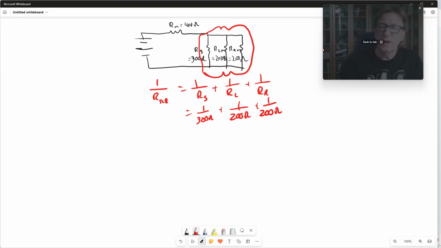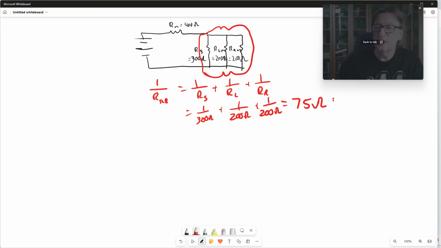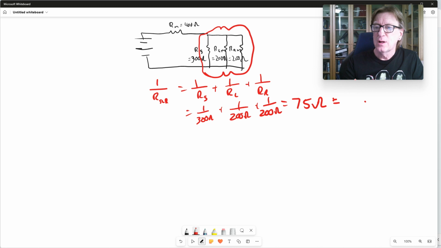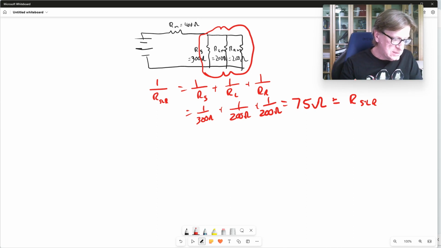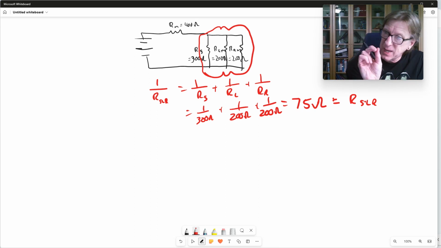You should have found that the total resistance was only 75 ohms, which is considerably less than any of the three together. So this is my RSLR. So what I want you to do then in the next block down in microtest 2, where we're working with this, we want to combine all of those into a single resistor, but then we're going to redraw our circuit.